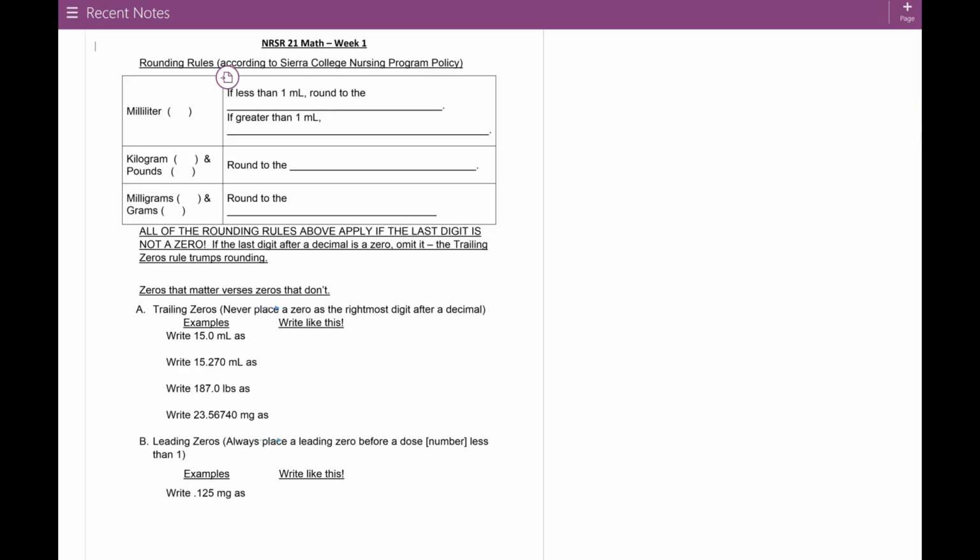So let's take a few minutes to fill in this document. Make sure you have a complete copy. In milliliters, we decided it was lowercase m, uppercase L. And if we have less than 1 milliliter, then we round to the nearest hundredth. And that's 2 decimal places.